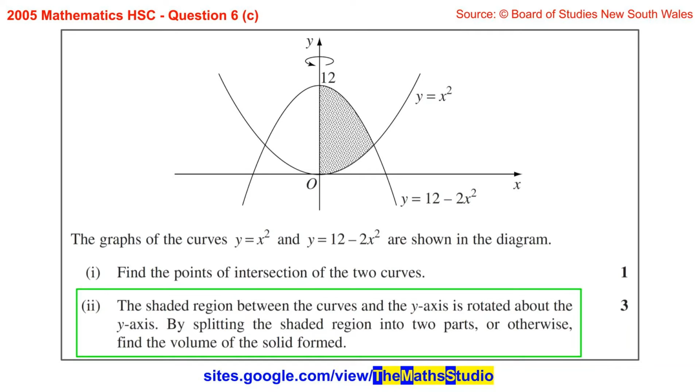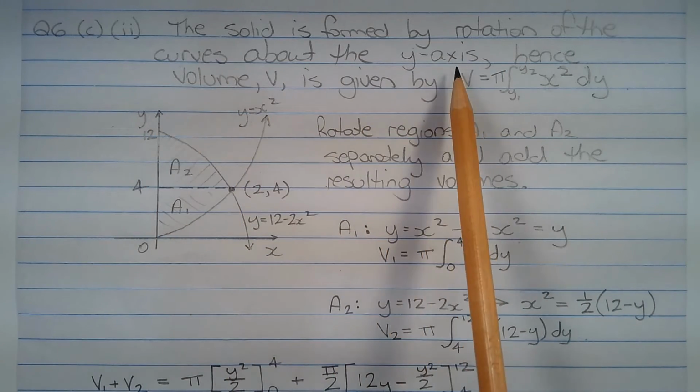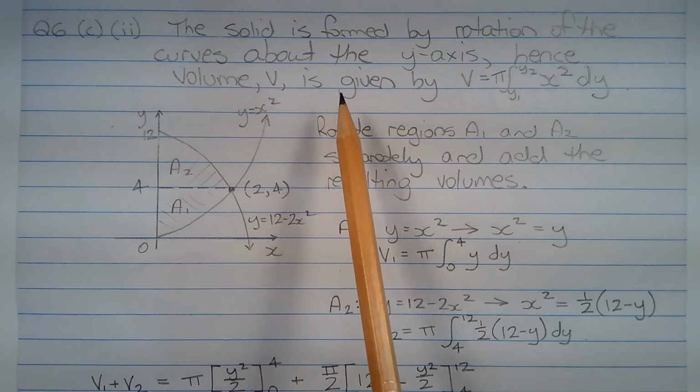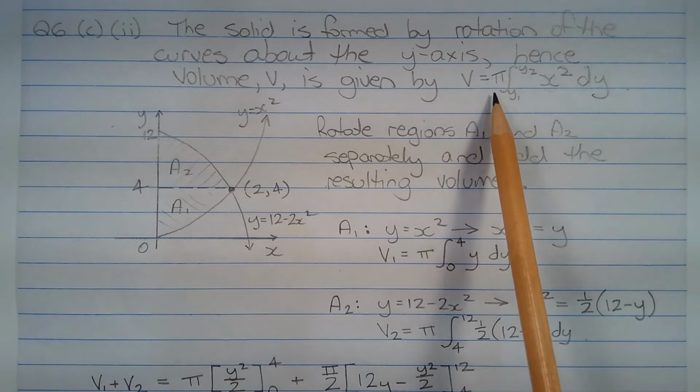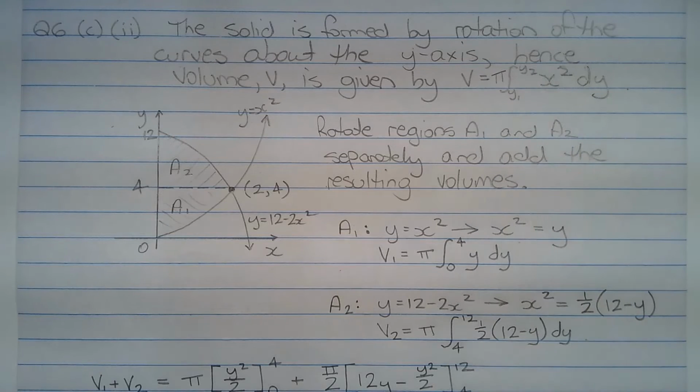Part 2. The shaded region between the curves and the y-axis is rotated about the y-axis. By splitting the shaded region into two parts, or otherwise, find the volume of the solid formed. The solid is formed by rotation of the curves about the y-axis. Hence the volume V is given by the formula V is equal to pi times the integral from y equals y1 to y equals y2 of x squared dy.